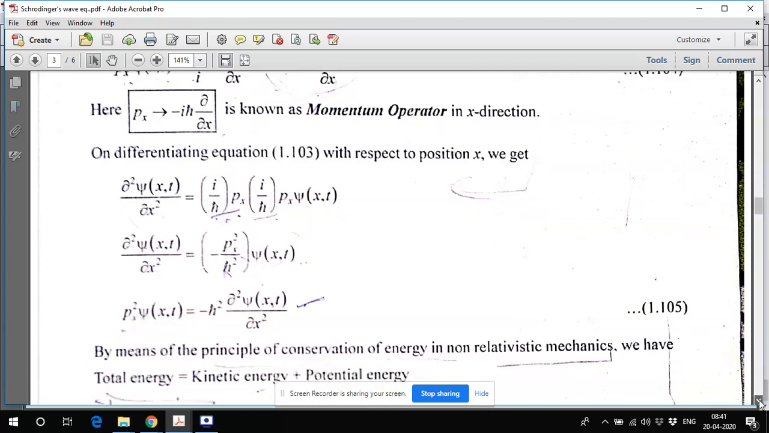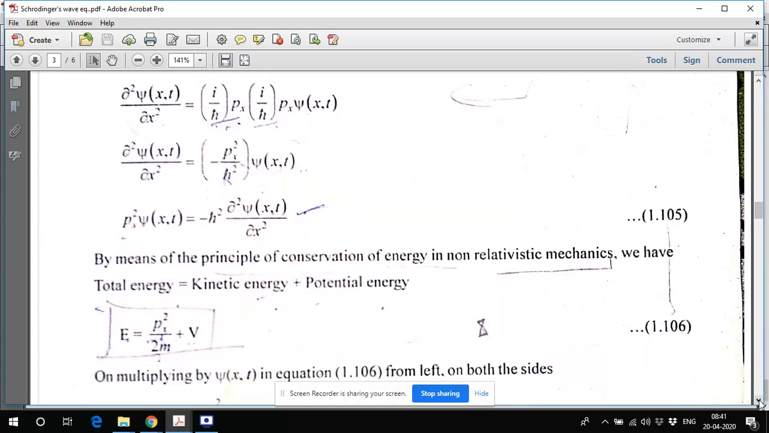You can do this on your own also, differentiating once again with respect to x. So from this you can say this Px squared operator gives me minus ħ squared ∂²/∂x². So we have two things: number one is the energy, number two is the Px squared.